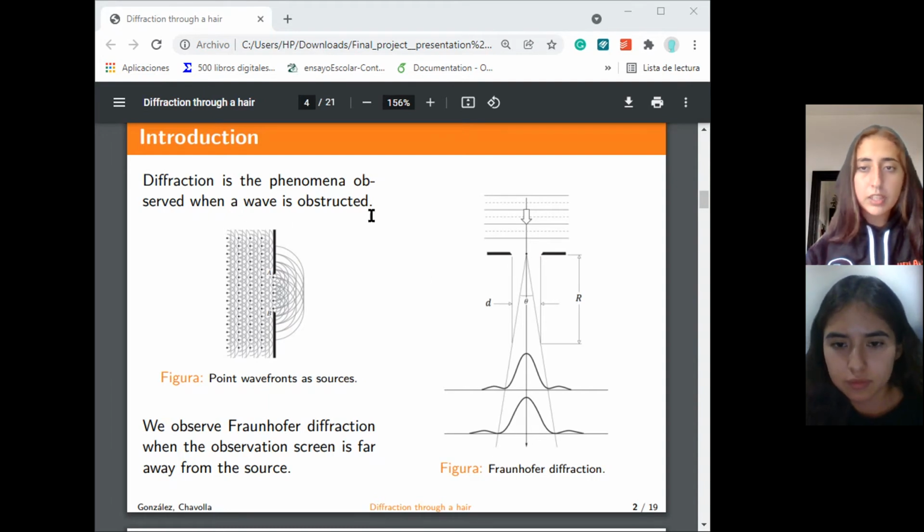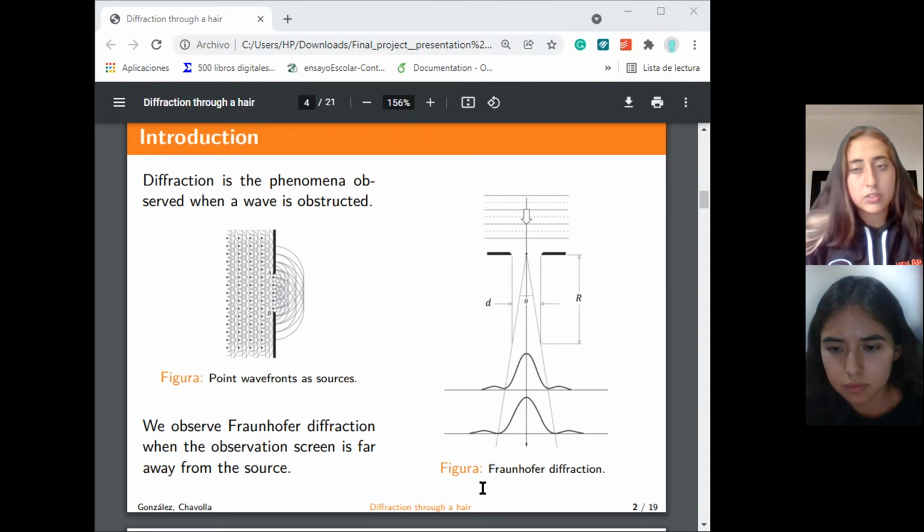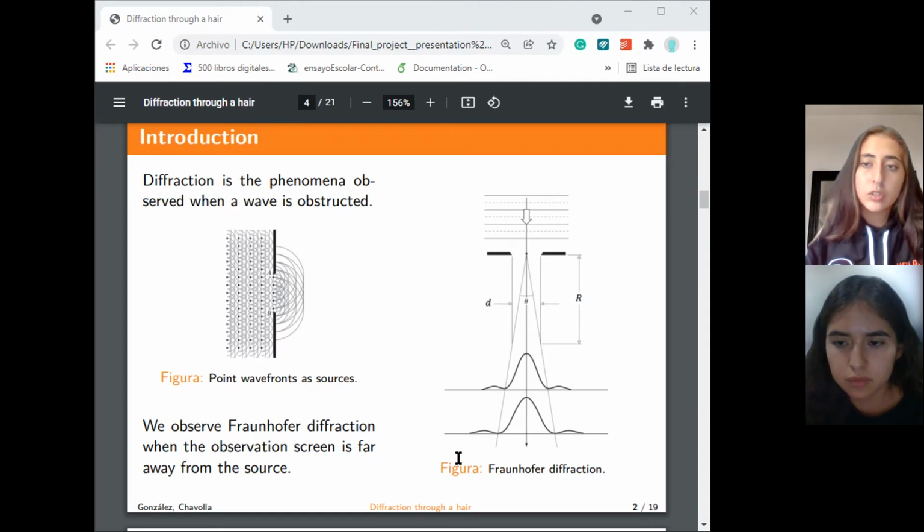But now, depending on where we place the observation screen, we will observe different types of diffraction patterns. However, we are only interested in Fraunhofer or far-field diffraction for this experiment, which occurs when the diffraction pattern is observed considerably far away from the light source, as we can see in an experimental arrangement for Fraunhofer diffraction in the second image.